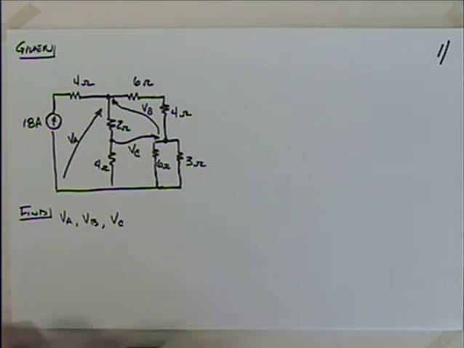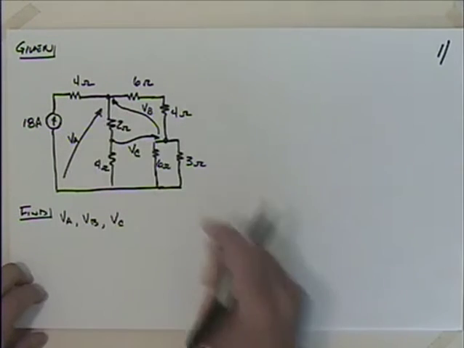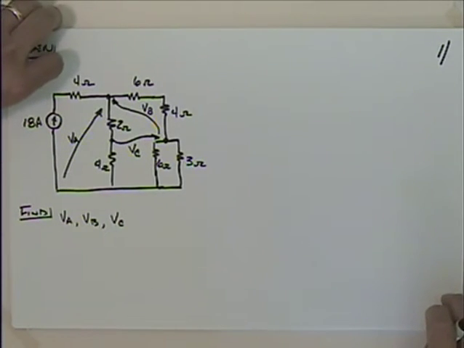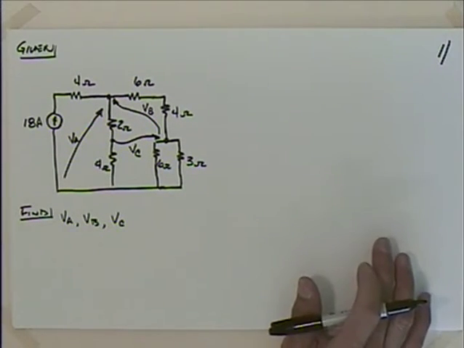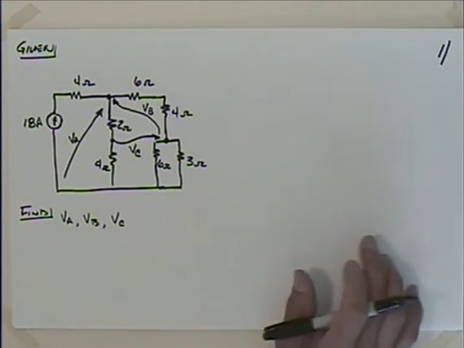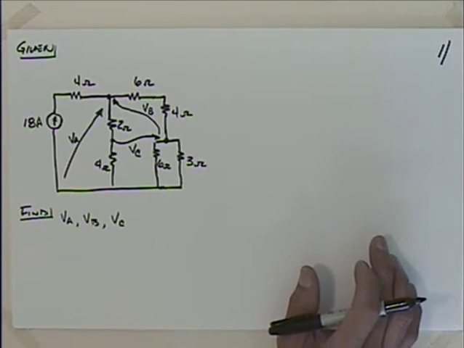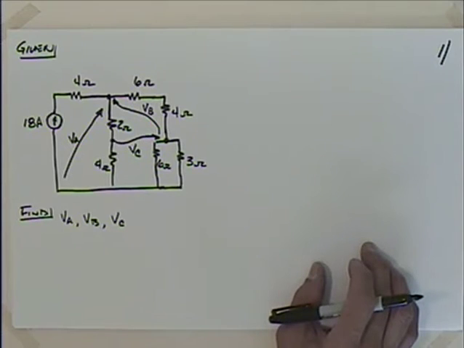We've got kind of an interesting problem here. I've got an 18 amp current source and a variety of resistors. Fairly easy problem. I mean, it looks a little cumbersome, but it's fairly easy because there's only one source. We'll find out pretty soon when we have multiple sources, things will get more complicated.